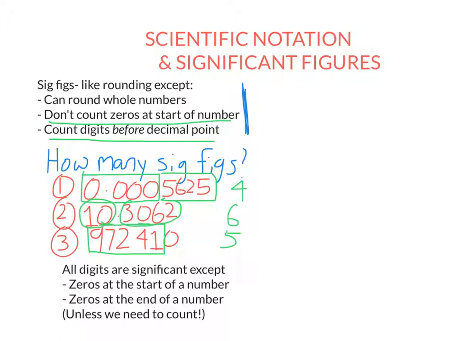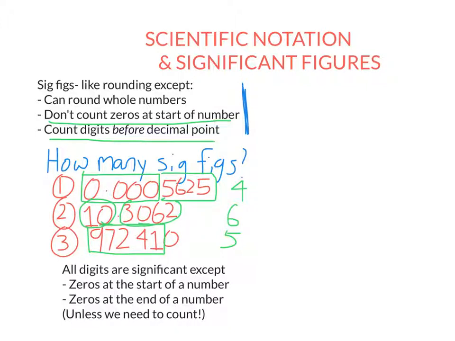Hopefully you're realizing the only problems we run into are regarding zeros. All the digits of a number are significant except zeros at the start or end of a number. Unfortunately, just to make things tricky, there are cases when the zeros at the end of a number do count as significant. We'll go through those a little later in the video.